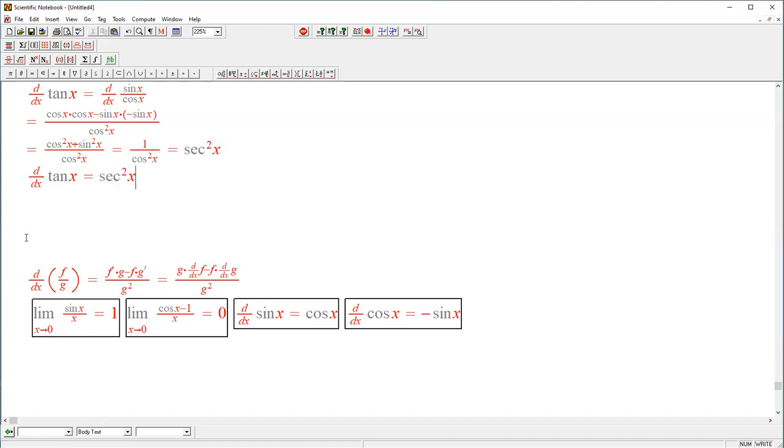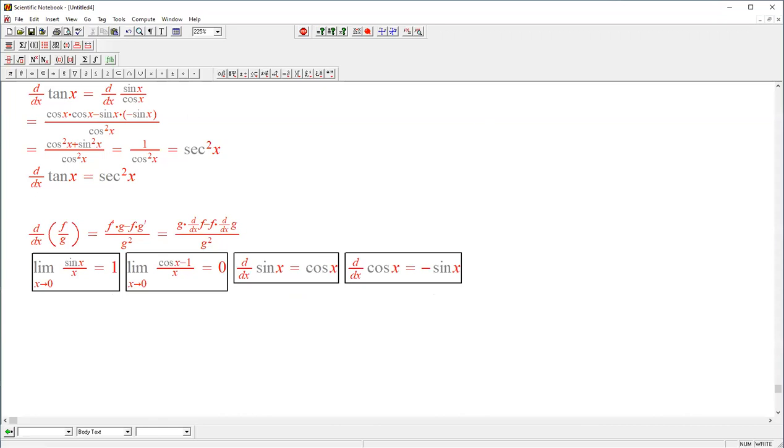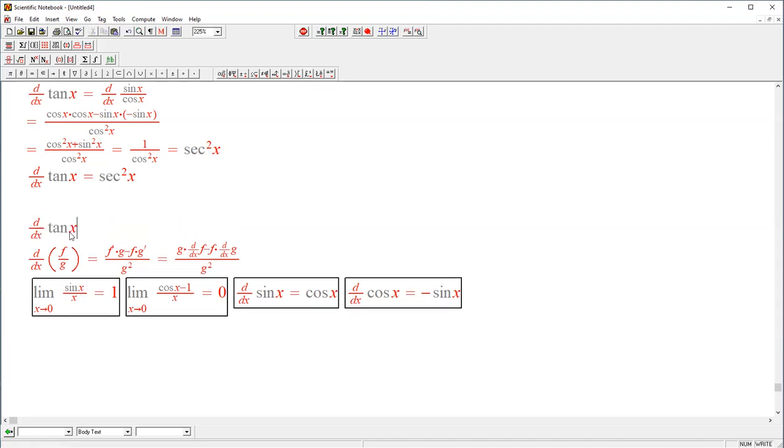And then certainly I would encourage you to derive the derivative for cotangent. For cotangent x, instead of tangent, the cotangent is cosine over sine.